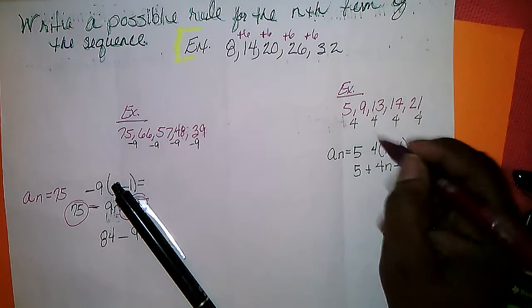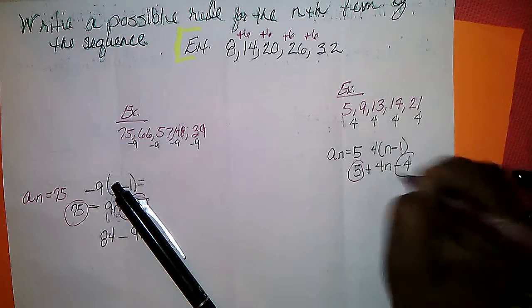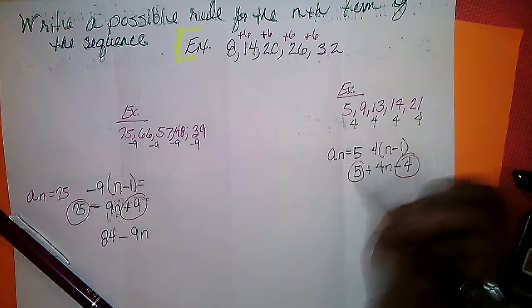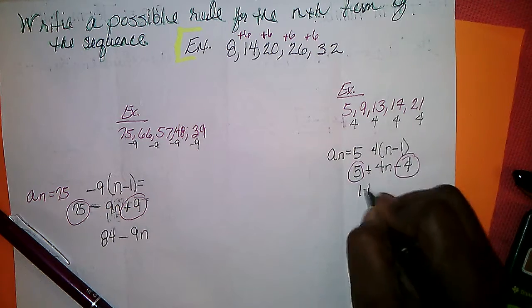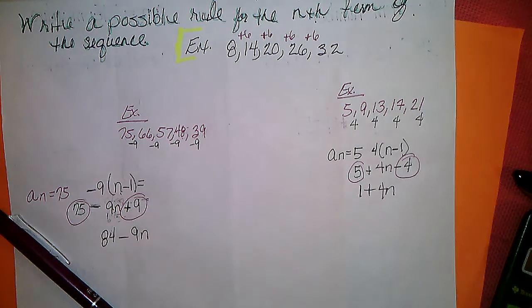So step 3, I'm going to combine these two terms, which makes this 5 minus 4, which is 1, plus 4n. And hey, there we are. So it's 1 plus 4n is our rule, whereas the other one is 84 minus 9n. All right, so that concludes our sequence of numbers.